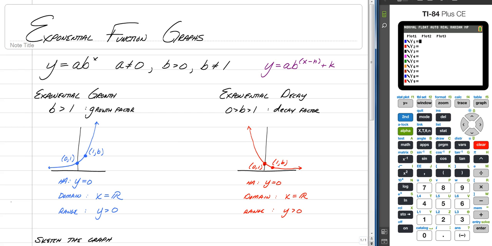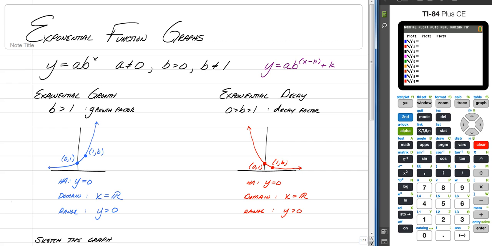Exponential decay is very, very similar, except it's going to decrease as we go. So if you think about it, if it was 1/2 to the x power, 1/2 to 0 is 1. 1/2 to the first power is 1/2. 1/2 squared is 1/4. 1/2 cubed is 1/8, and it's just going to keep on getting smaller and smaller and smaller. So we still have the same horizontal asymptote, range, and domain.